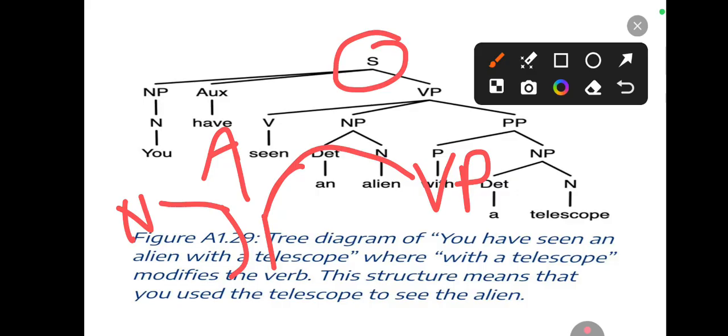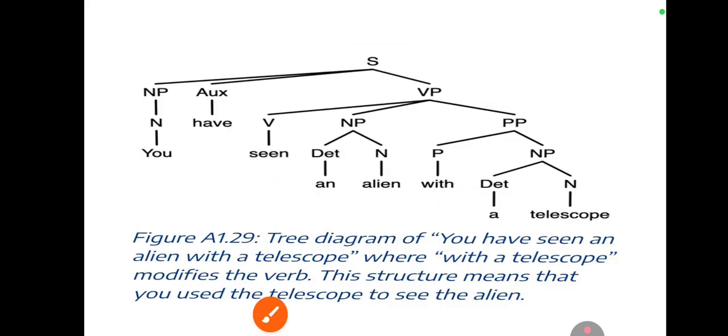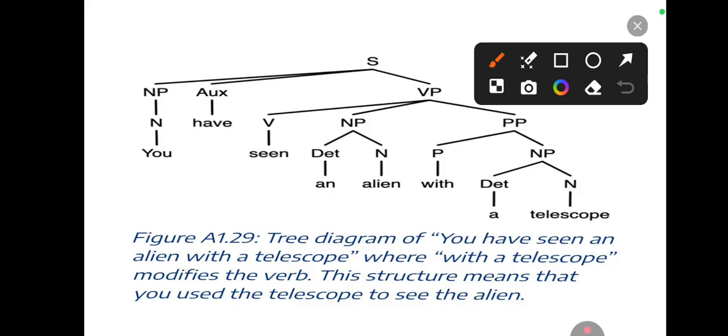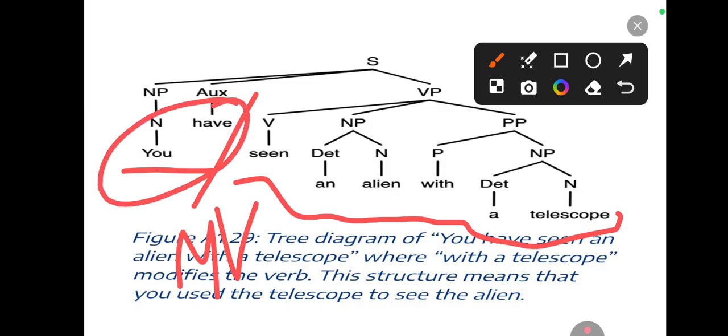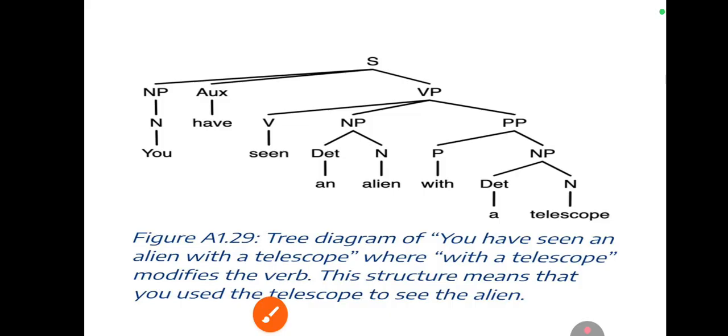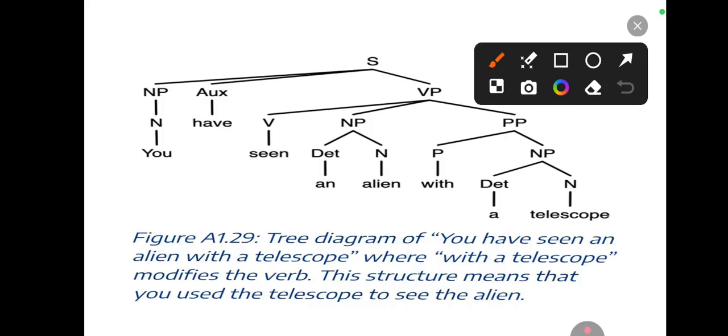Why is the sentence like this? The sentence is "you have seen an alien with a telescope." From here, this is the main verb, right? So the sentence will be divided into two branches. Now this is the main verb and this is the verb phrase, right? Now the verb phrase, you can again imagine this way.